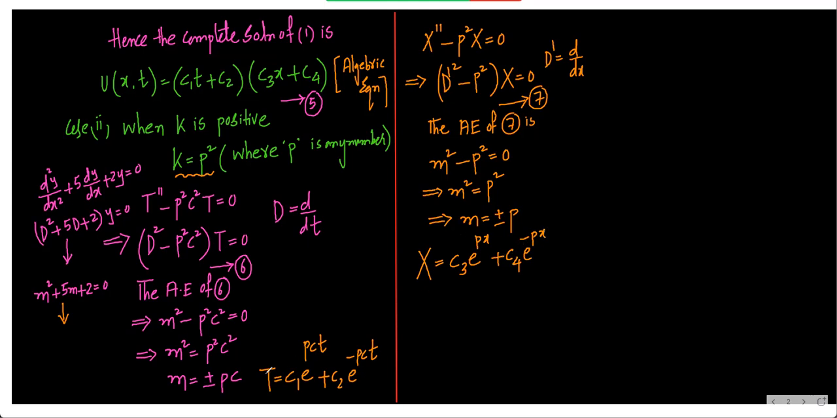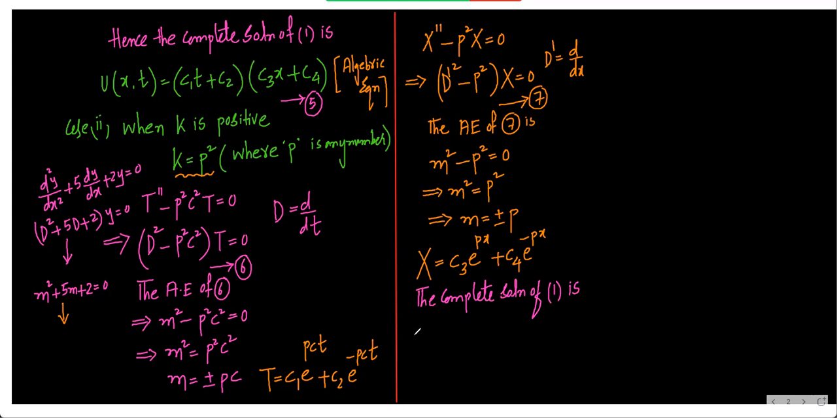So here we got the value of t, here we got the value of x. Now in this way we write the complete solution of the second case, now complete solution of equation number 1. Complete solution of equation number 1 is equal to, how to write, tell me?